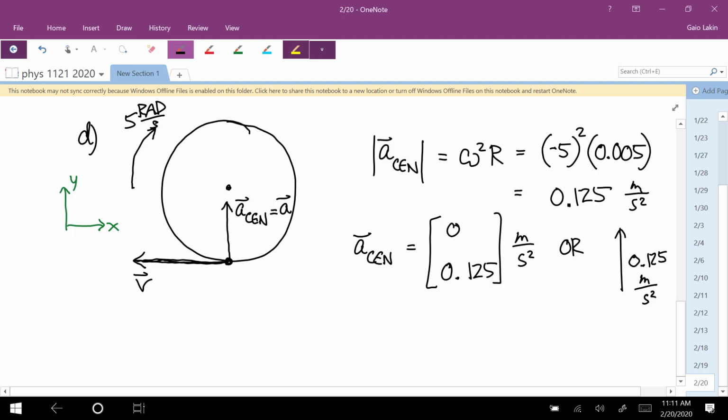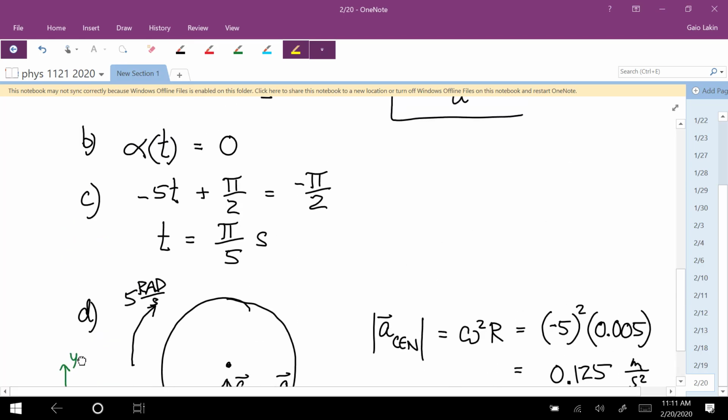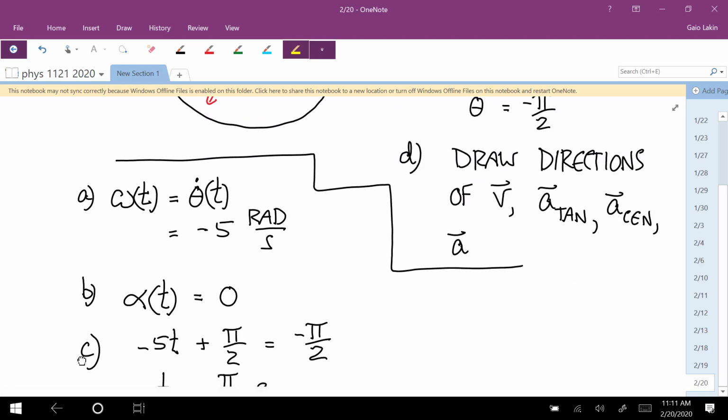Okay. Any questions about that one? Any other homework questions you want to see? Yeah. It's cut off, yeah. I said draw the directions of the velocity, tangential acceleration, centripetal acceleration, and total acceleration. Yes. Sure.